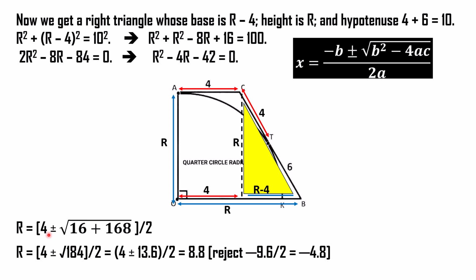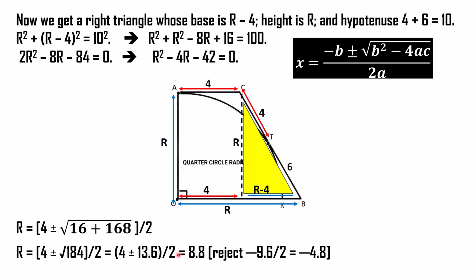Now b is minus 4, so minus b will be plus 4. So plus minus square root of b square, minus 4 whole square, 16, minus 4ac, minus 4 into 1 into minus 42. So minus 4 into minus 42 gives you plus 168, and this whole divided by 2. So 16 plus 168, 184. The square root is approximately 13.6. So 4 plus minus 13.6 whole by 2.